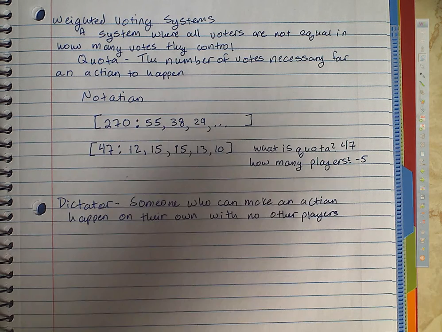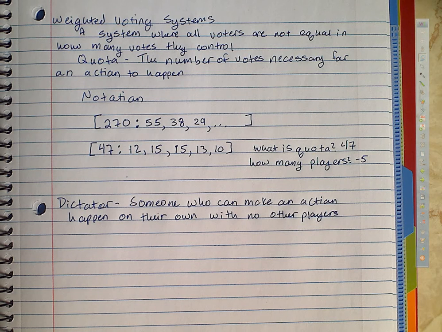So a dictator is somebody who can make an action happen on their own with no other players. So in the example of the Electoral College, can any one state meet 270 by themselves with no other states? No. So that means that none of our states are dictators in our electoral system. No state can decide by themselves who's going to be president.